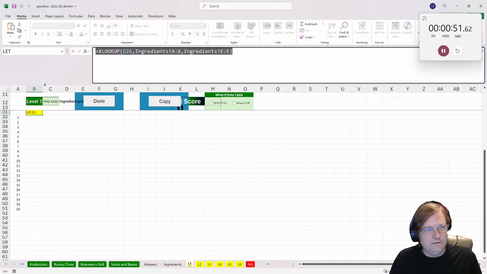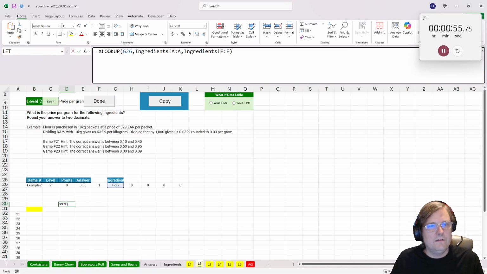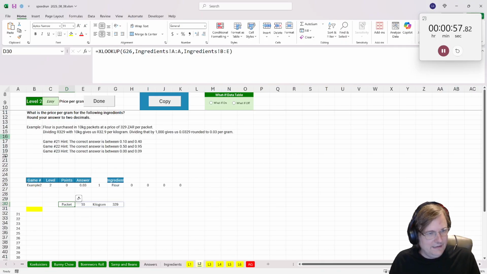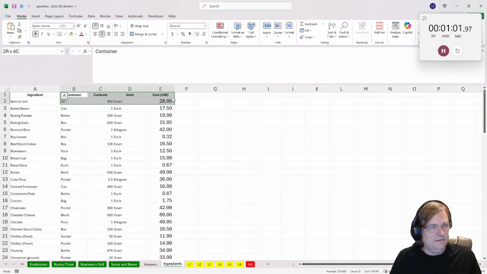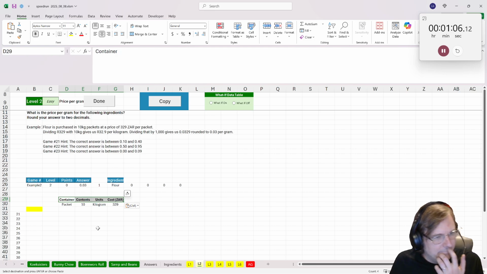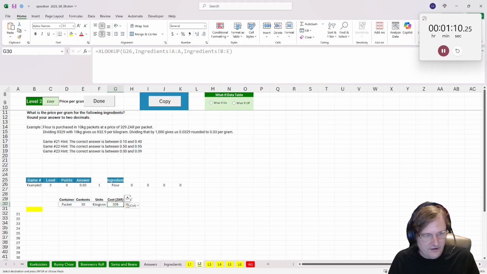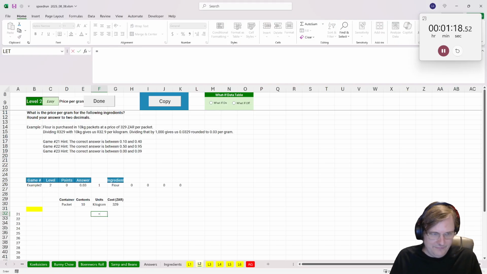Instead of doing just E to E, I'm going to do B to E and get all this, right? So that is these things here. So a packet is 10 kilograms of flour, which costs $3.29 ZAR. So I've got to take care of grams and kilograms.